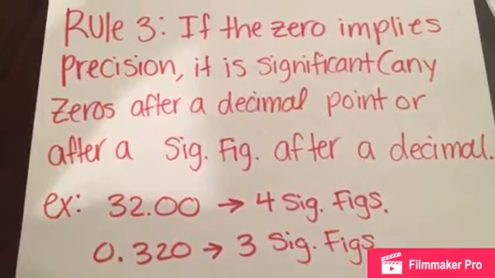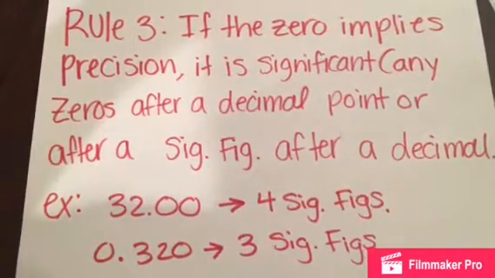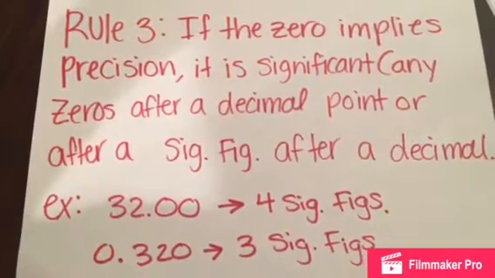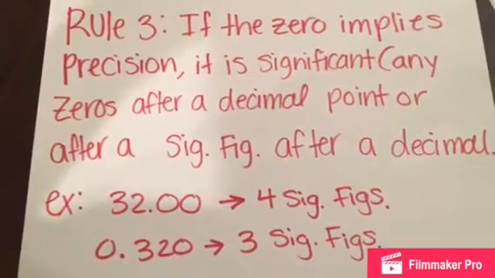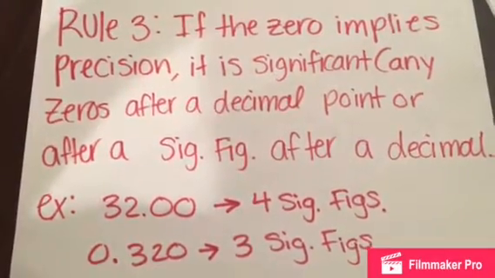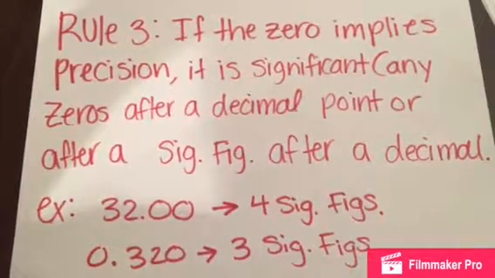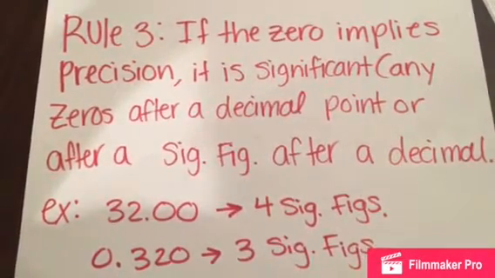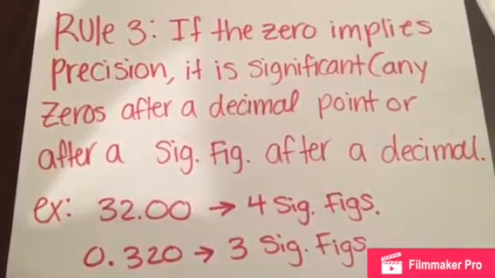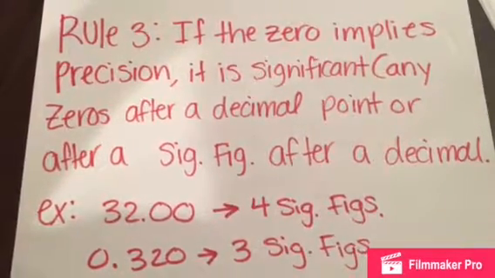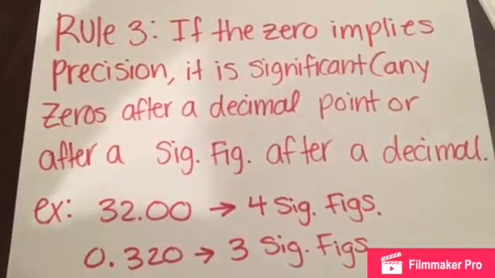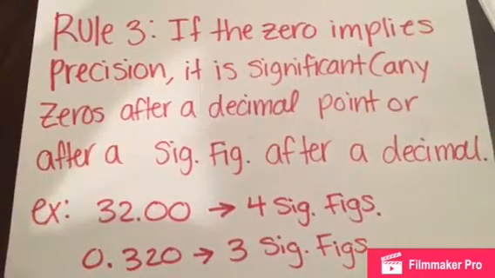Another example is 0.320. The 0 before the decimal point isn't significant. So 320. 3 and 2 are significant because of rule number 1. And because in rule number 3, if a 0 is after the decimal point, it makes it significant. And that's why there are 3 significant figures.